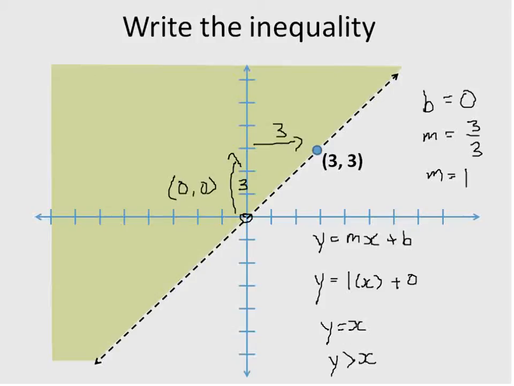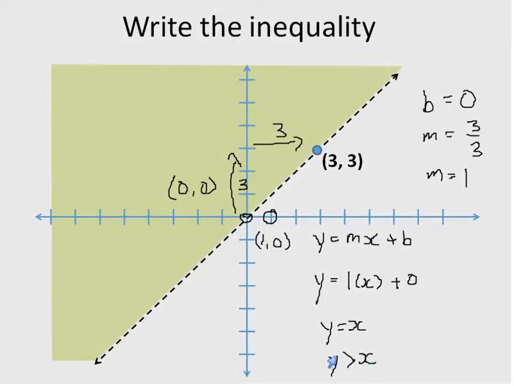We could also pick a test point. I picked, here's a good point right here, (1, 0). If it's part of the solution, we should be shading below the line. If it's not part of the solution, we'll be shading above the line. So we can test that.